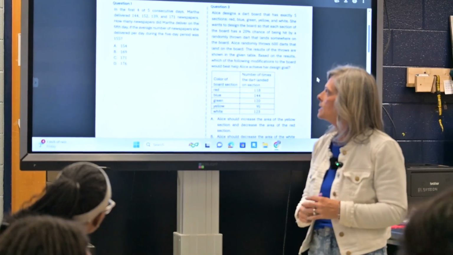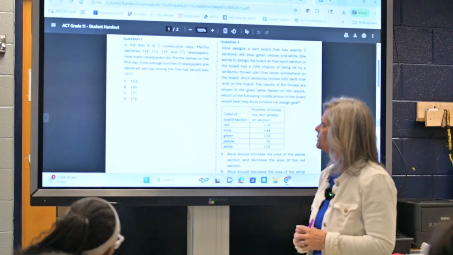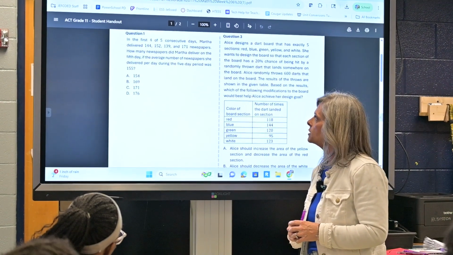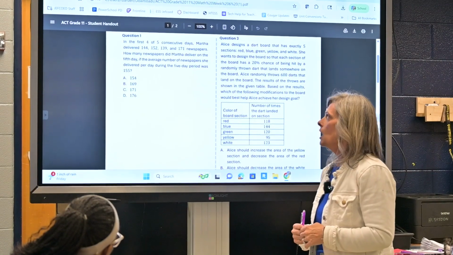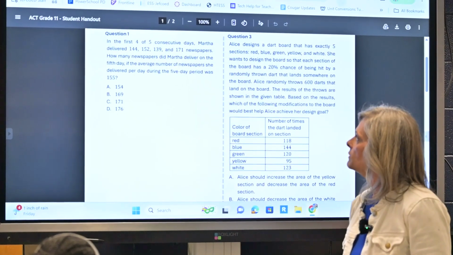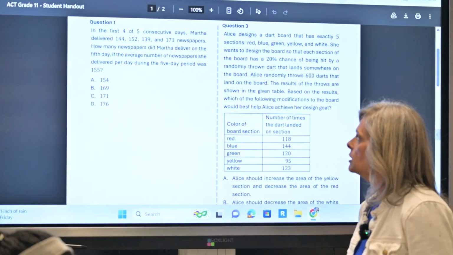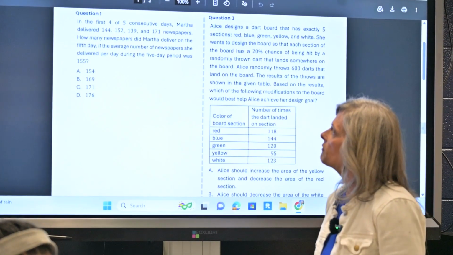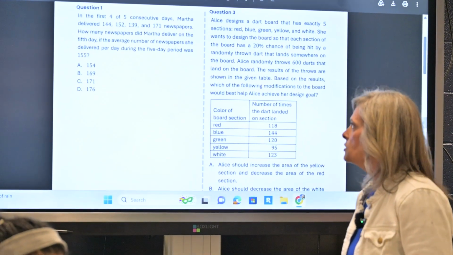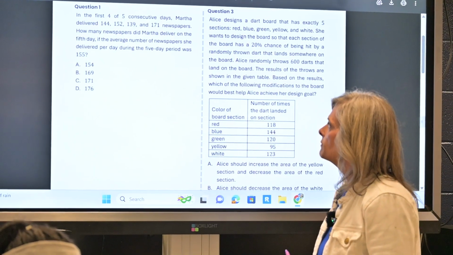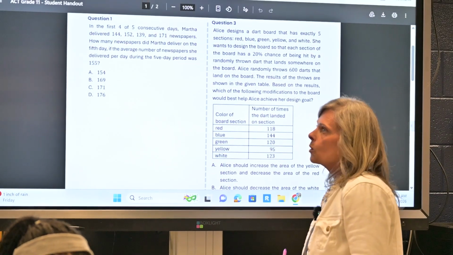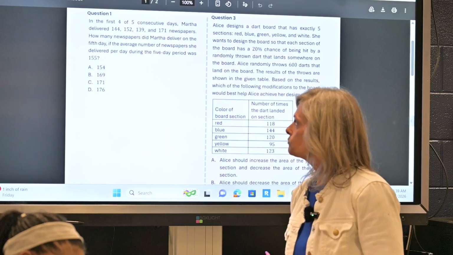So number 1 says, in the first 4 of 5 consecutive days, Martha delivered 144, 152, 139, and 171 newspapers. How many newspapers did Martha deliver on the 5th day if the average number of newspapers she delivered per day during the 5-day period was 155, okay?